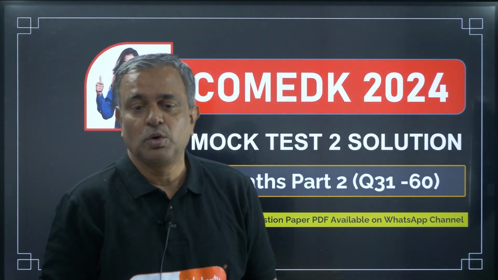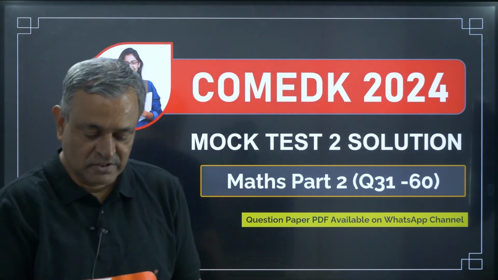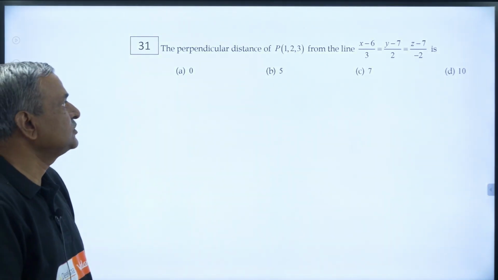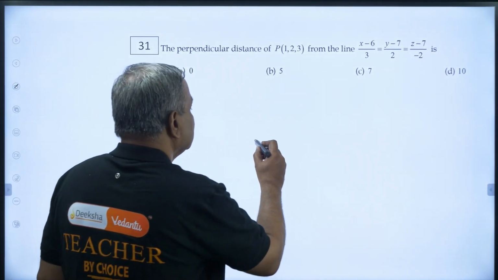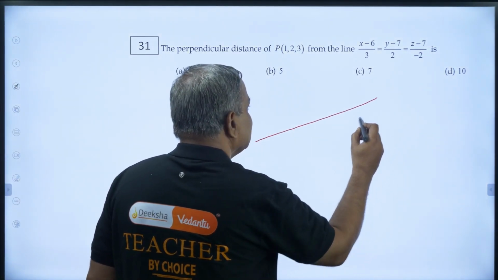So 30 problems are over. Next 30 problems, let us discuss. Perpendicular distance of P from the line. Okay, so this line is given to you.